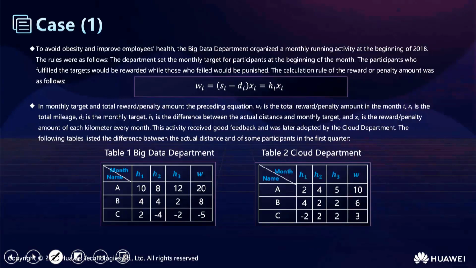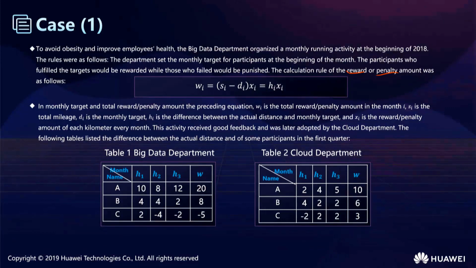To avoid obesity and improve employees' health, the Big Data Department organized a monthly running activity at the beginning of 2018. The rules were as follows. The department set the monthly target for participants at the beginning of the month, and the participants who fulfilled the targets will be rewarded, while those who failed will be punished. The calculation rules for the reward and punishment amount were as follows.